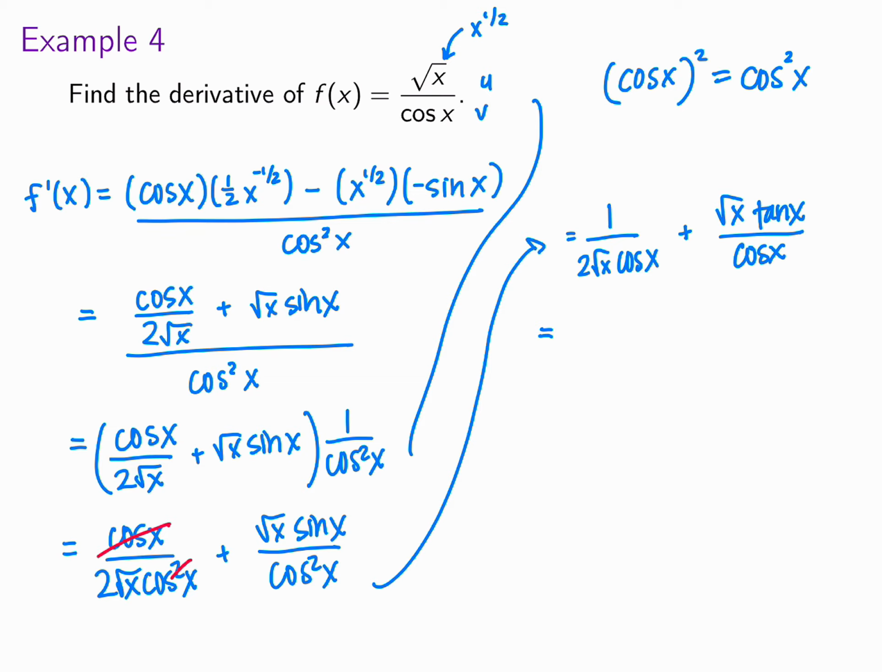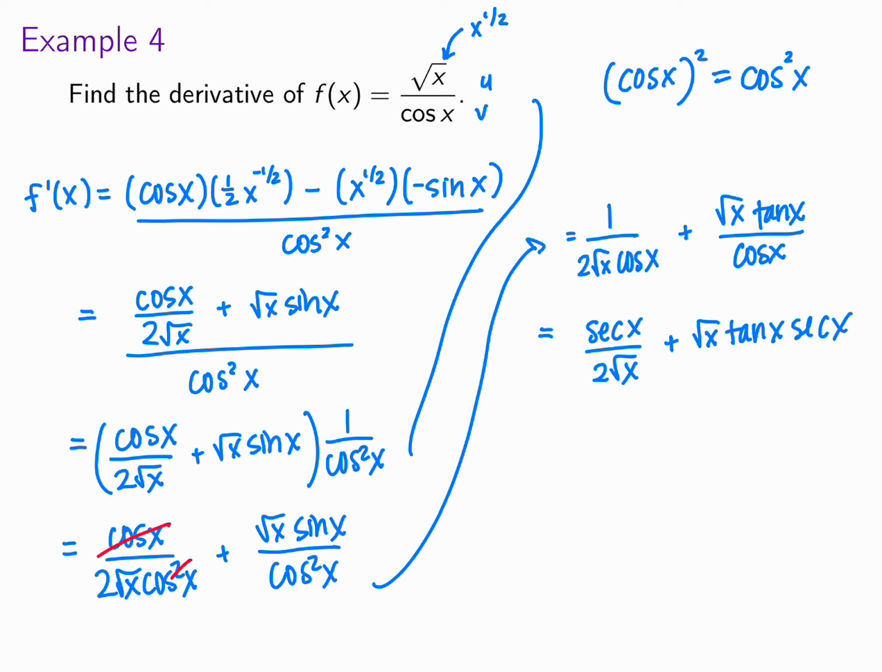It's just a lot of different simplifications you could do with your trig. Those cosine x's in the bottom really could be secants in the top. So this could be secant x over 2 square root of x plus square root of x tangent x secant x. That probably looks a little bit better. Definitely looks better than where we started over here.